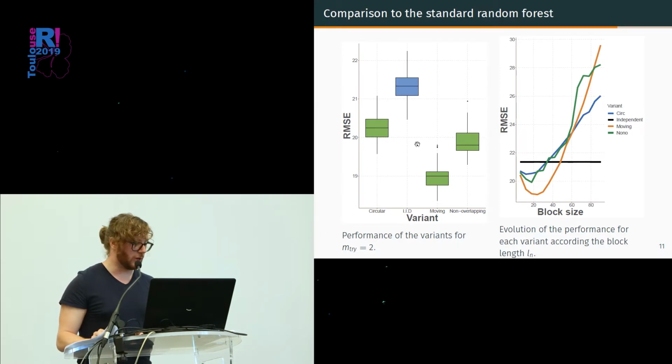In blue is the IID. The IID is the standard random forest, so the basic one. In green, you have the variant. I didn't talk about the circular, but it's pretty close to the moving, actually. For the moving and the non-overlapping, we have an improvement, up to 10% for the RMSE.